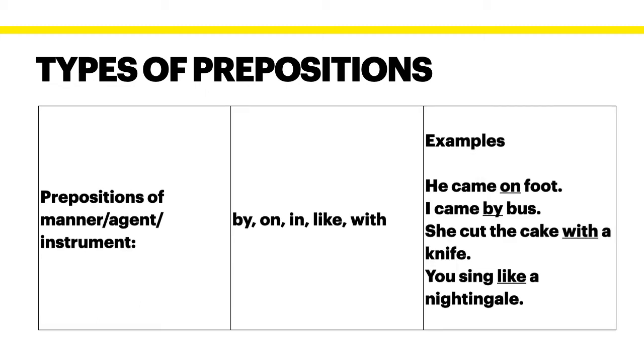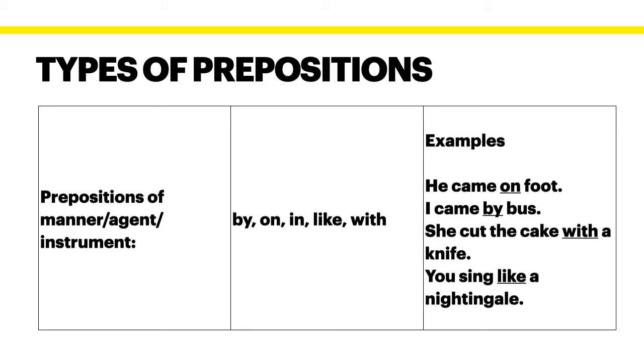Next is prepositions of manner. In some books, they are also called prepositions of agent or instrument. Some of these prepositions of manner are called prepositions of agent or prepositions of instrument. But in some books, they are all combined and they are generally called prepositions of manner. And examples are by, on, in, like, and with. These show the manner in which something happened.